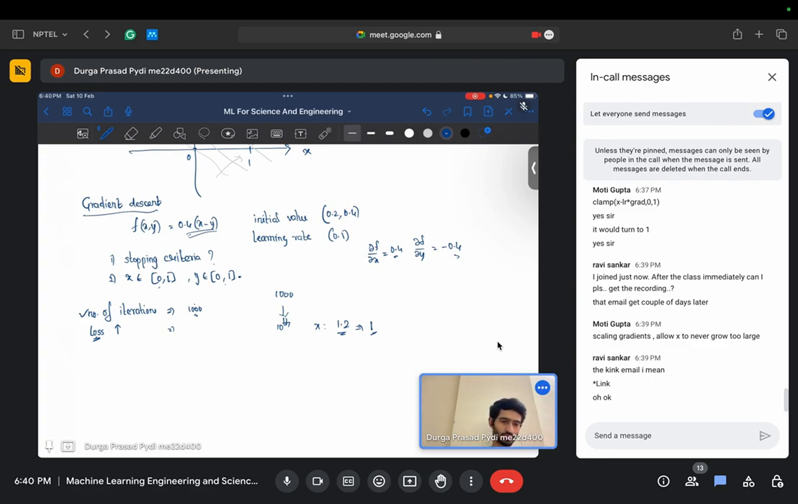Okay, there is another comment that scaling gradients allows x to never grow too large. Yeah, so instead of clamping or clipping, whatever you call it, I call it clipping, you actually have to scale the gradients. So the point is how to scale the gradients, you need to change your learning rate. That could be one way of doing it.